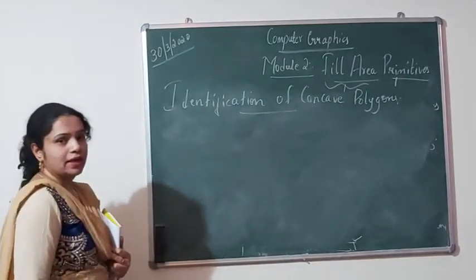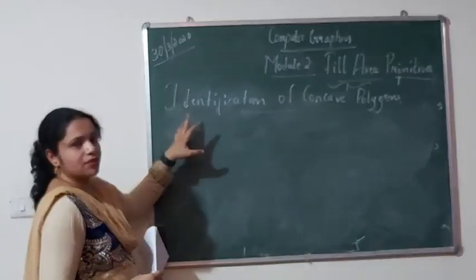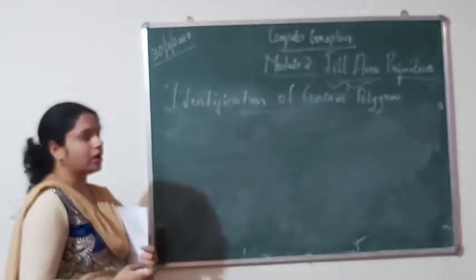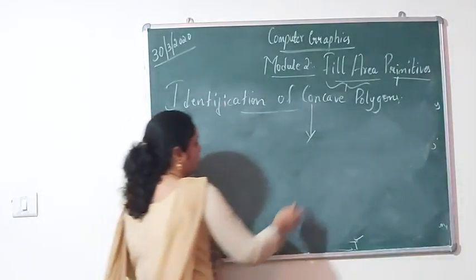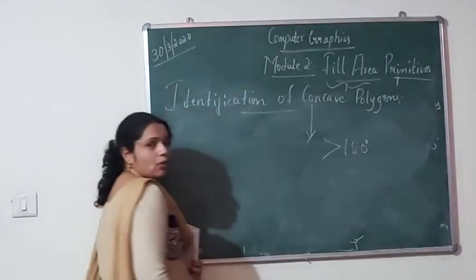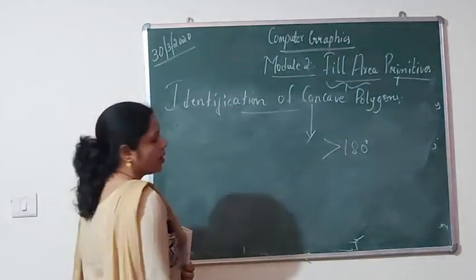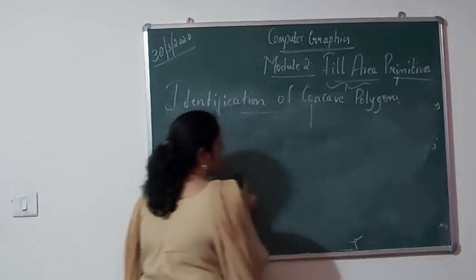In this topic, let us see what are the different types of identification algorithms we have in order to identify a concave polygon. As we already know, what is a concave polygon? A polygon where any one of the interior angles is greater than 180 degrees, so we call it a concave polygon. So what are the different ways we can identify the concave polygon?